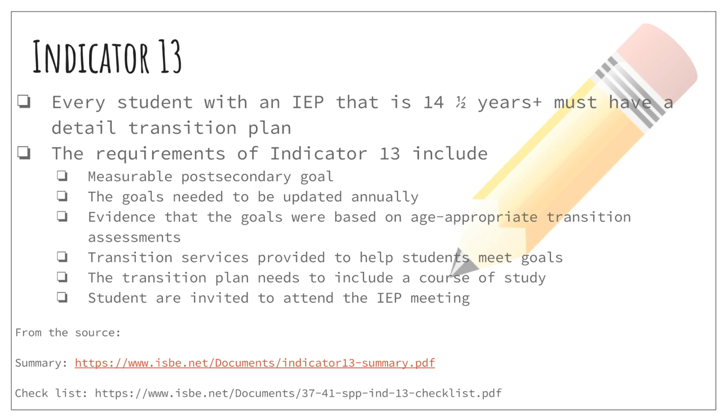So the basis of indicator 13 is to show that your transition plan is compliant with the law and comprehensive. If you meet those requirements, then you will have compliance.